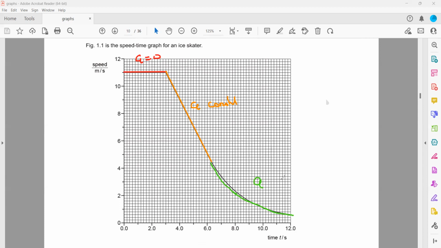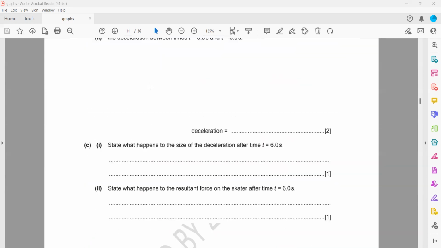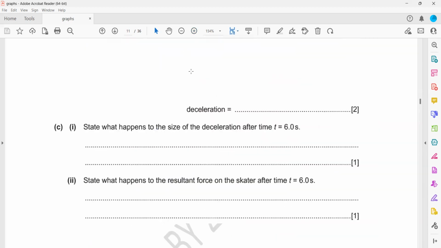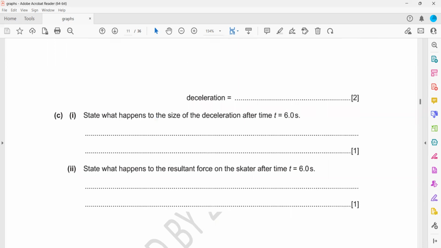So here what happened to acceleration or deceleration? It will decrease. Like the magnitude of the deceleration will be smaller. So if the deceleration decreases, it means the resultant force will also decrease because deceleration and resultant force are directly proportional. So this part, they ask what happened to the size of the deceleration after 6 seconds. So the size of the deceleration will decrease. And what happened to the resultant force after time 6 seconds? Because the deceleration is decreasing, and deceleration and acceleration are directly proportional to resultant force, the resultant force will also decrease. Is it clear this part?